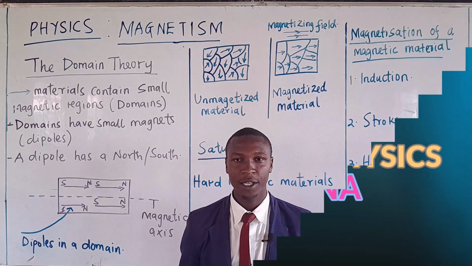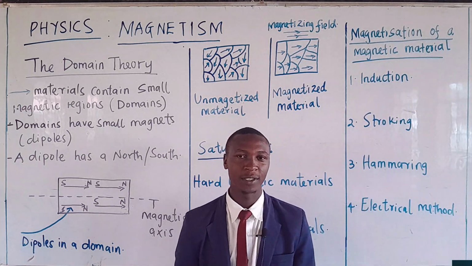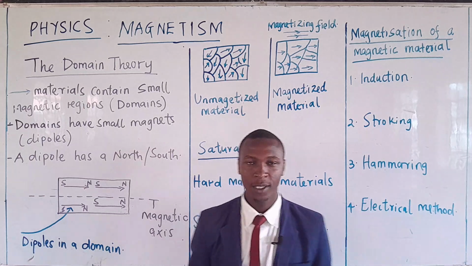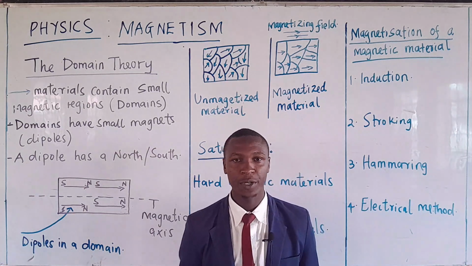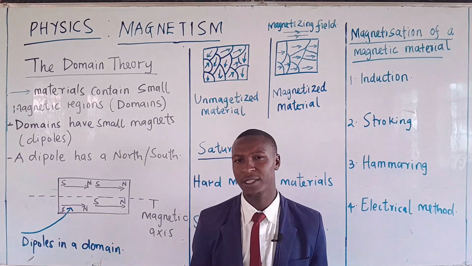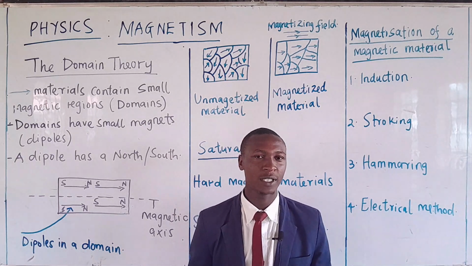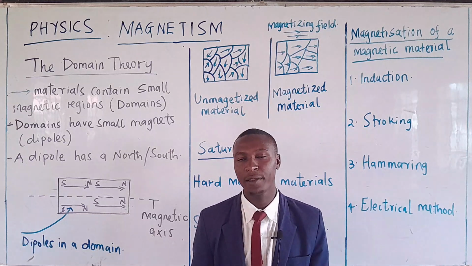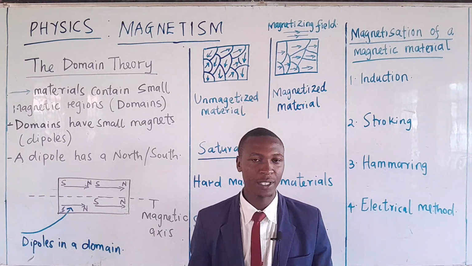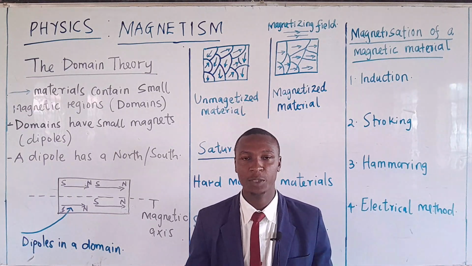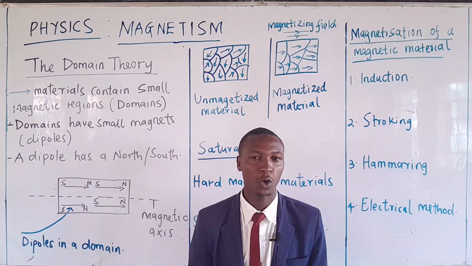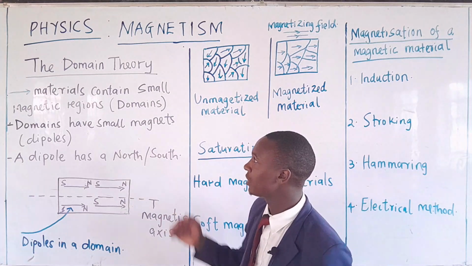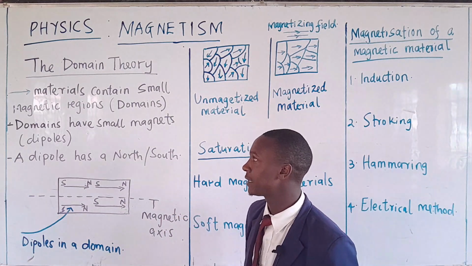Let's now understand the properties of magnetic materials that make them able to be magnetized or not. We are going to get into the domain theory, where we will notice that all magnetic materials are made of regions known as domains. These domains contain dipoles, and the dipoles are the ones responsible for magnetization or demagnetization of a given material. So magnetic materials contain small magnetic regions.